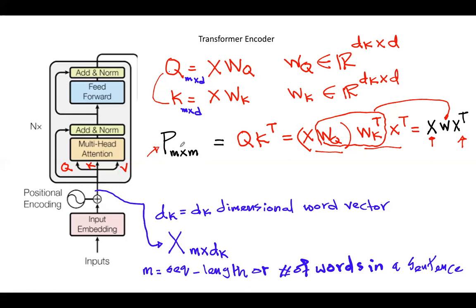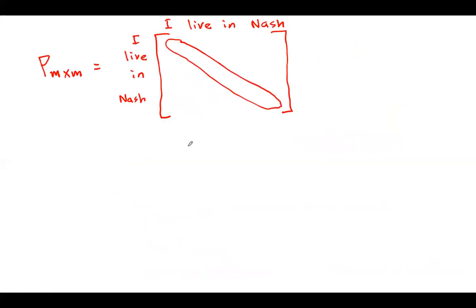We'll need to understand this P matrix in further detail. Let's look into the P matrix. It's an m by m. Let's say in a sentence you have 4 words: I live in Nashville. What this 4 by 4, or m by m, matrix does is that at the diagonal, it will have some values that are relatively higher. That is showing the relative importance of a word with itself. So understandably, the values at the diagonal will be relatively higher.